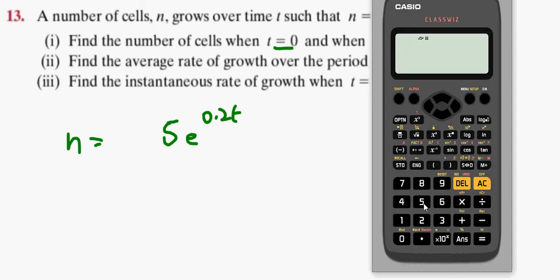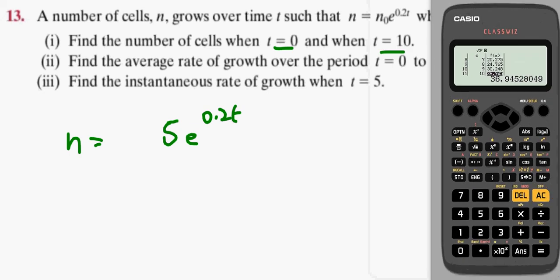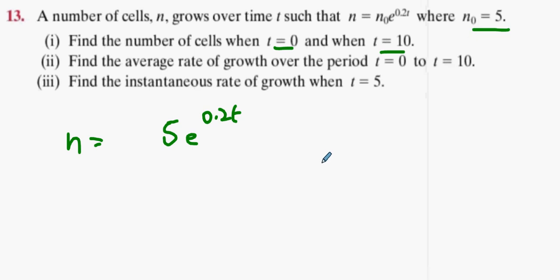Once again, 5, mode setup, mode calculate, 5 shift e, 0.2 x, start at 0, end at 20. What's happening is the population of the cells is going up. It was at 5, now it's at 7.4 cells, whatever that means. And then after 10, at 10 we're at 36.94. Now, to me that's 36 complete cells. If that makes sense.